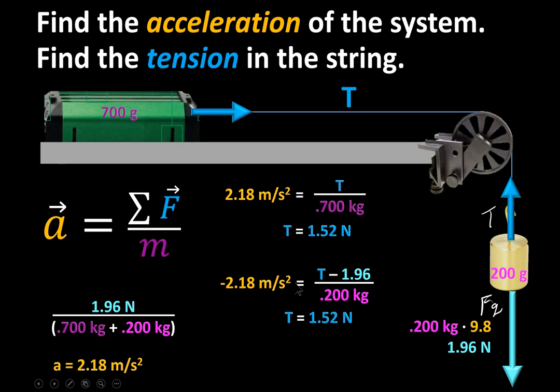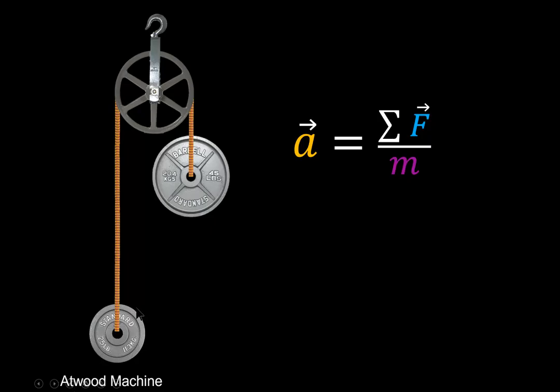Tension's going up, force of gravity is going down, so you do have to subtract force of gravity from the tension. And lo and behold, the tension's going to end up being the same. If it's the same string, tension is the same. Say it one more time. If it's the same string, tension is the same. This is called an Atwood machine, when you have two masses hanging from a pulley.